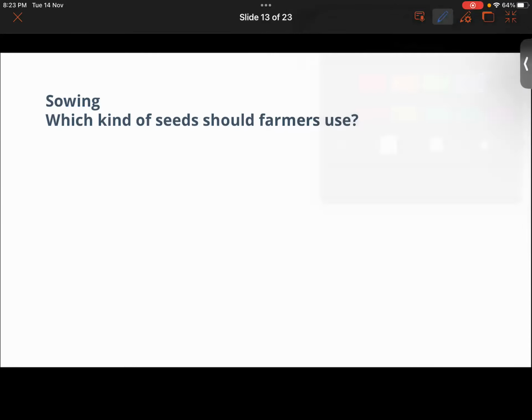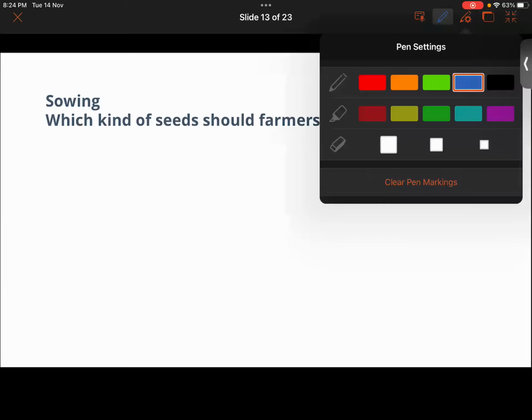What are the things I need to take care of while I'm sowing the seed? The proper depth and proper intervals. Before that, the basic and fundamental thing is that I need to take care of the season also. Why do I need to take care of the season? I can't be growing the wheat crop in the kharif season. It won't germinate since it requires certain climate and temperature, and it cannot grow in an abundant amount of water.